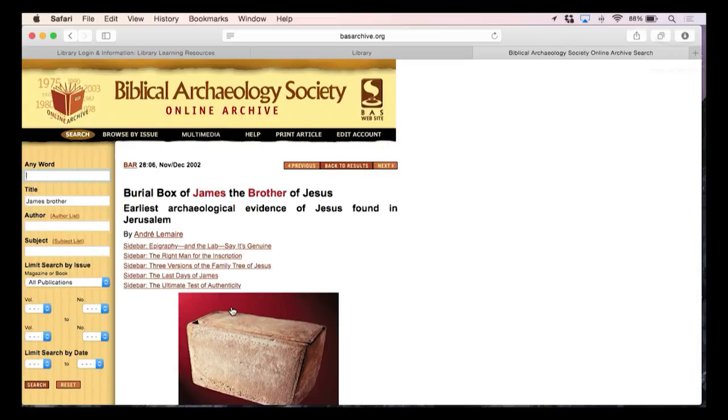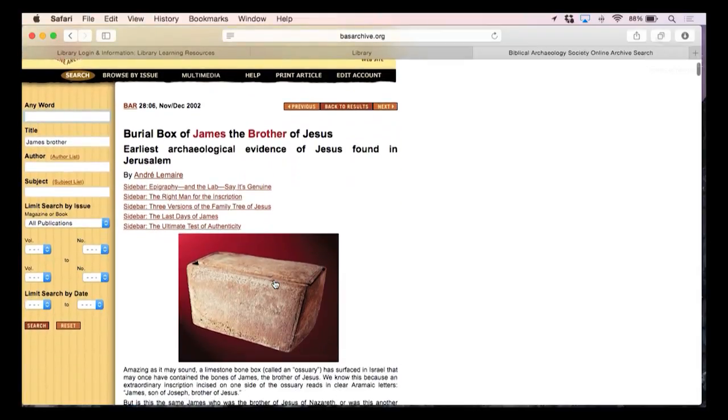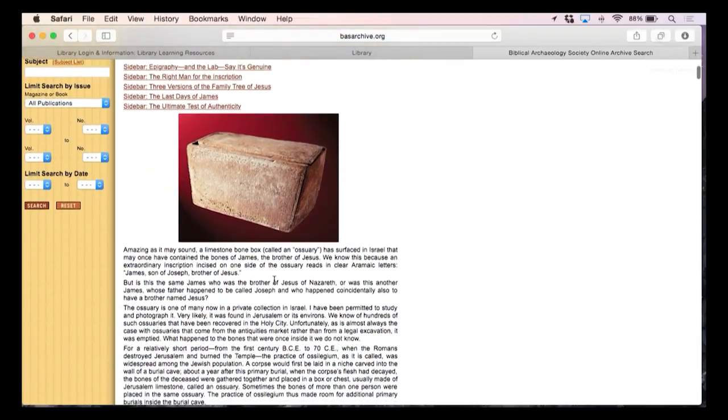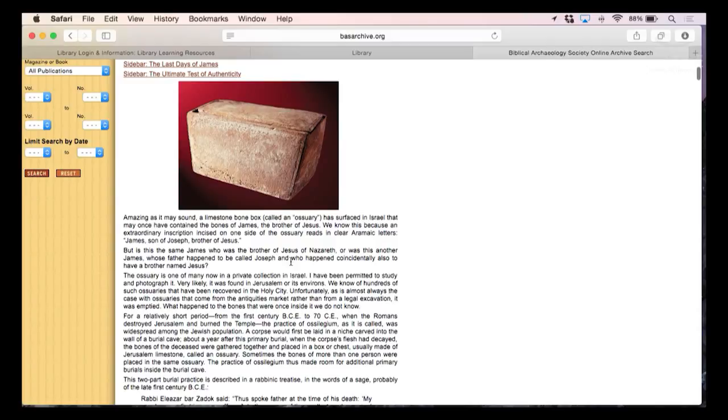So when we look at this article, what we see is that we're looking down at it, and this is a picture of the box they found. Amazing as it may sound, a limestone box called an ossuary has resurfaced in Israel that may once have contained the bones of James, the brother of Jesus. We know this because an extraordinary inscription incised on one side of the ossuary reads in clear Aramaic letters, James, son of Joseph, brother of Jesus.